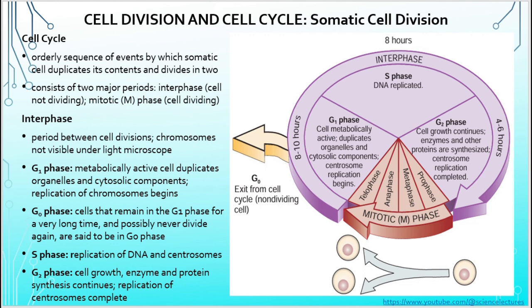Somatic cell division is best described using the cell cycle model. The cell cycle consists of two major periods: interphase, when the cell is not dividing, and the mitotic phase, when the cell is dividing. In a complete cell cycle, the cell duplicates its contents and divides into two identical cells.